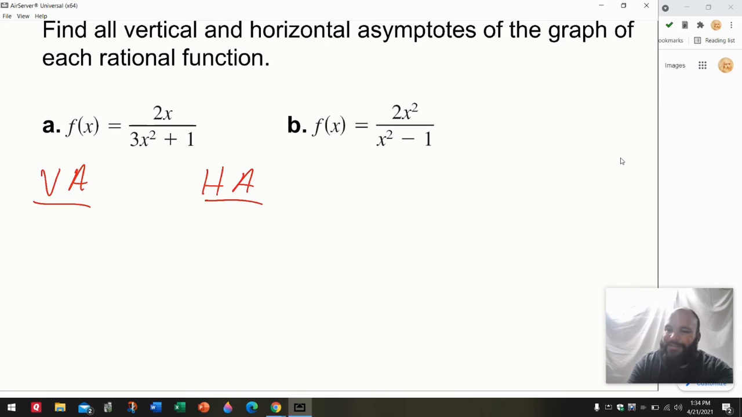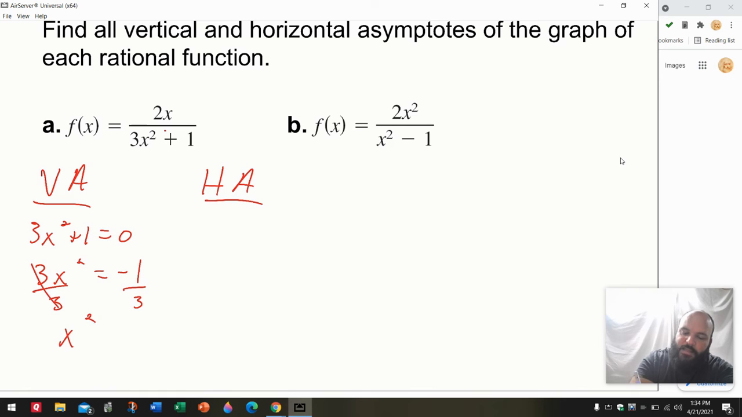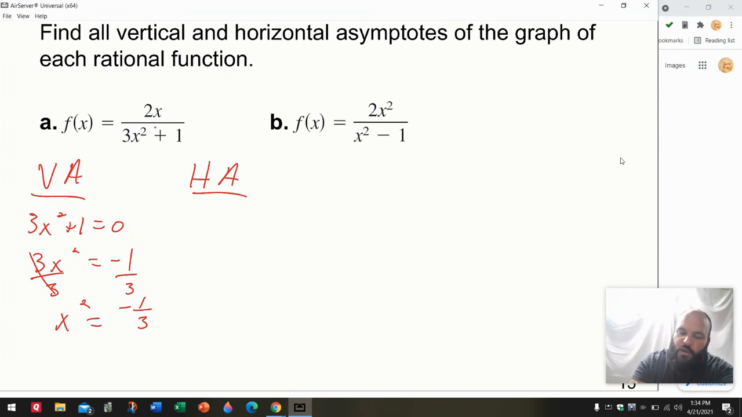The vertical asymptote is very easy to find. You do the same thing every time: you take the denominator and set it equal to 0. So we set 3x squared plus 1 equal to 0 and solve it. I subtract 1 from both sides, and then divide by 3 on both sides, and I get x squared equals negative 1/3. When I try to square root this, we end up square rooting a negative, which would give us an imaginary answer. Therefore, there is no vertical asymptote.